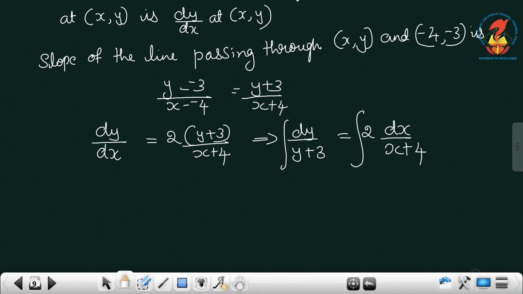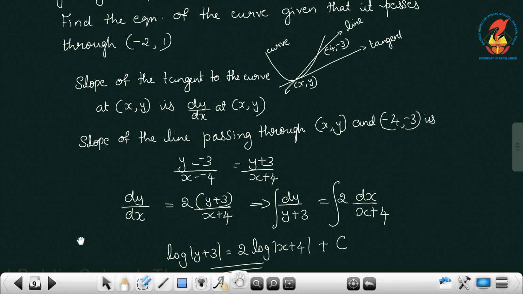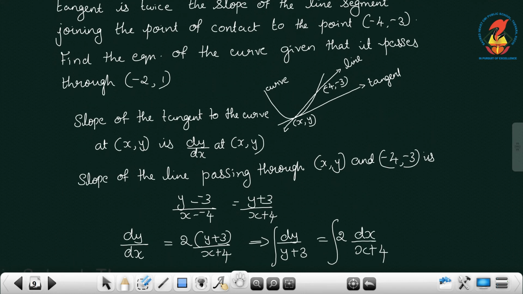So, here the left side integral is log mod y plus 3 and the right hand side, 2 is a constant. Taking out 2 into integral 1 by x plus 4 is log mod x plus 4, then constant of integration c. So, this is the general solution. Now, one condition is given: find the equation of the curve given that it passes through -2, 1.